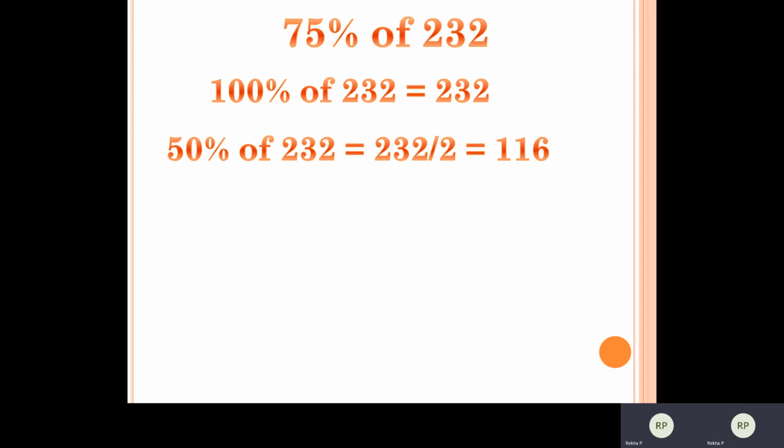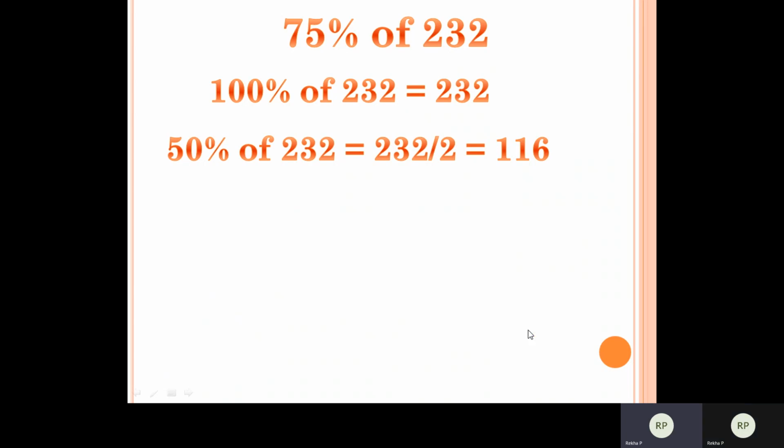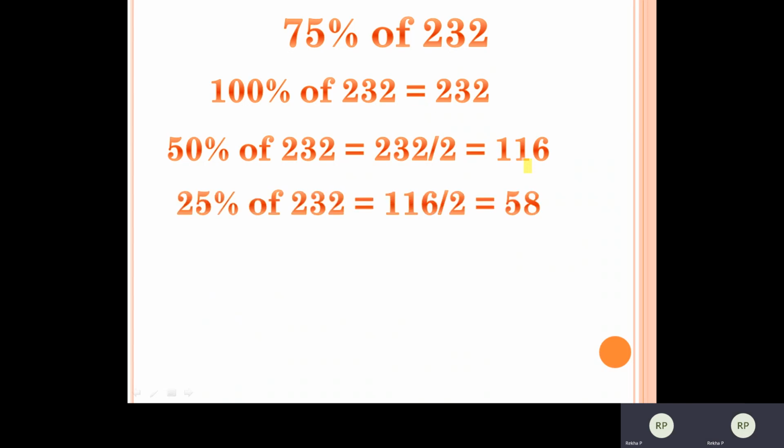Now, what about 25% of a number? 25% of a number is nothing but half of 50%. So you will get 116, sorry, 116 divided by 2. So that is 58.